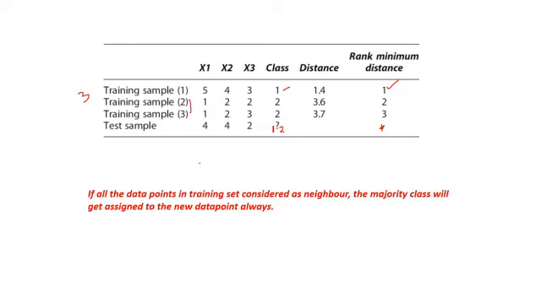So here comes one problem with k nearest neighbor: if all data points in the training set are chosen as neighbors, then the majority class always gets assigned to the new data point, even if it is wrong. So in case of an imbalanced data set, it might be tricky to use k nearest neighbor, or you have to do some sort of pre-processing in order to use it, or you just have to be very careful about choosing the value of k.